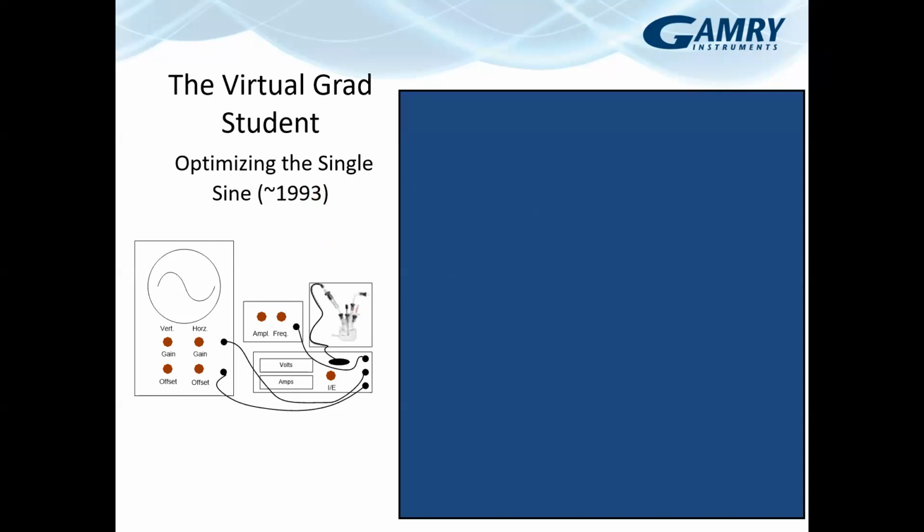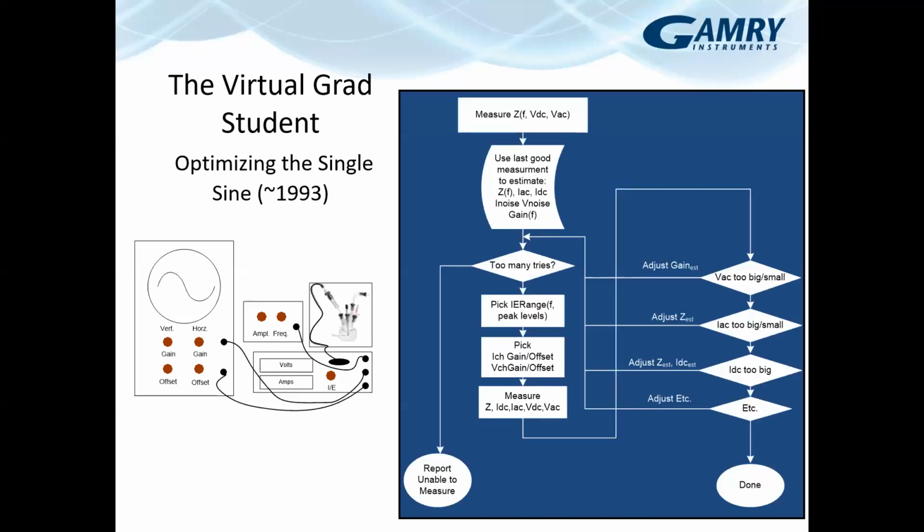This virtual grad student is the way that Gamry does it internally. There's a class, read Z, and what we do is, from a valid impedance measurement, for the initial value, that could be an initial guess at the impedance. Otherwise, it's the previously measured good impedance value. We take that measurement and estimate the impedance, the current response, the noise gain, all the different settings within the potentiostat that we're going to need to make a good measurement at the next frequency. And then we cycle through all of these.